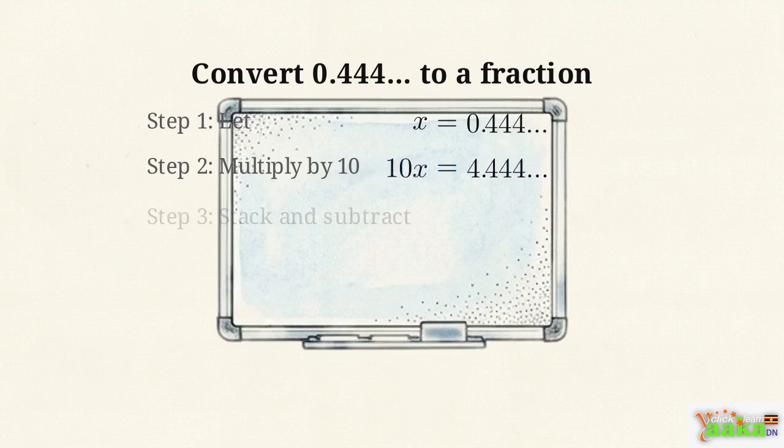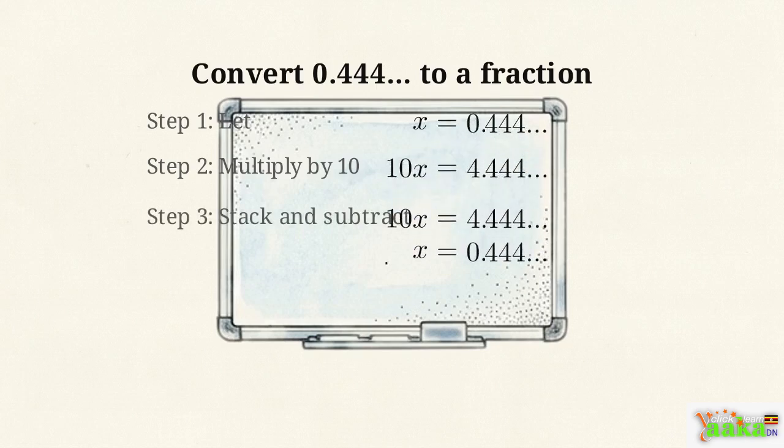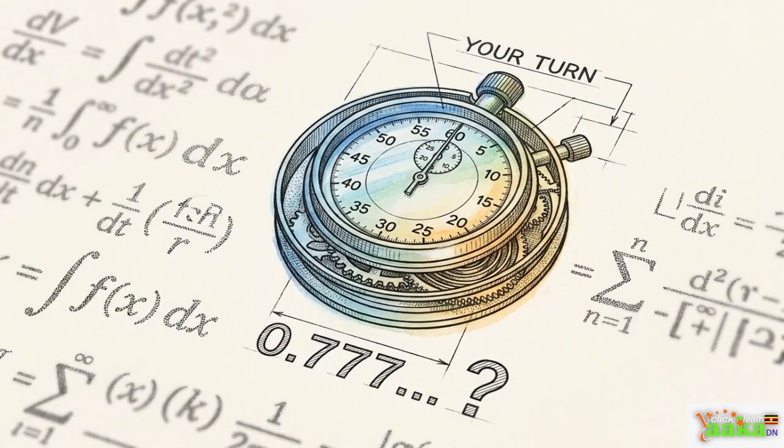Stack the equations and subtract the first from the second. The infinite repeating decimals cancel each other out perfectly. 10x minus x leaves 9x, equal to 4. Divide by 9 to get 4/9. Pause the video right here. Try using this exact same 3-step method to convert the recurring decimal 0.7 repeating into a fraction.